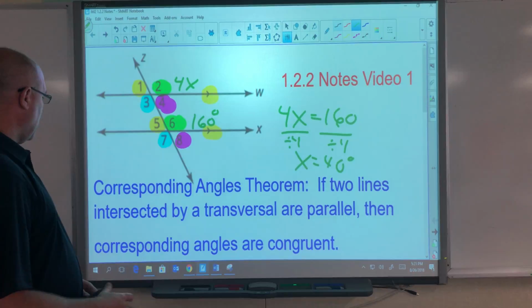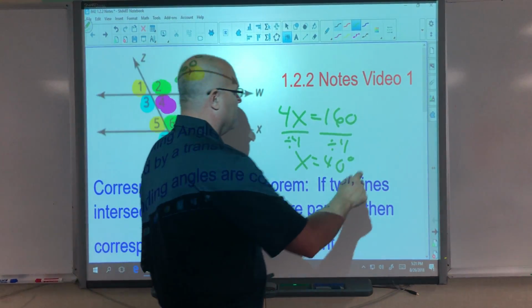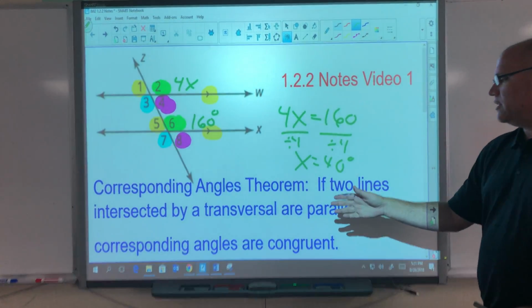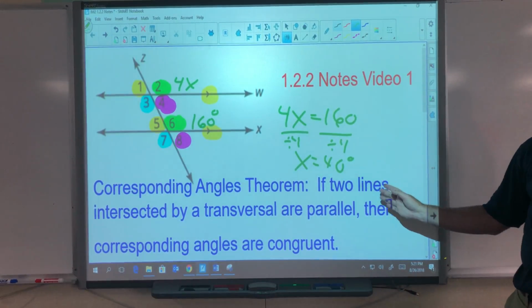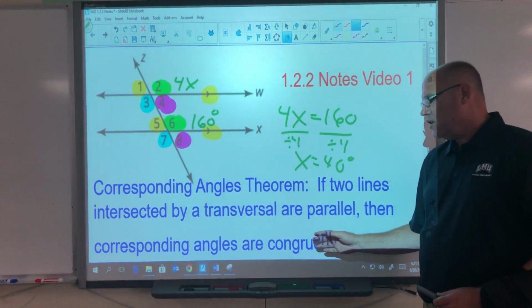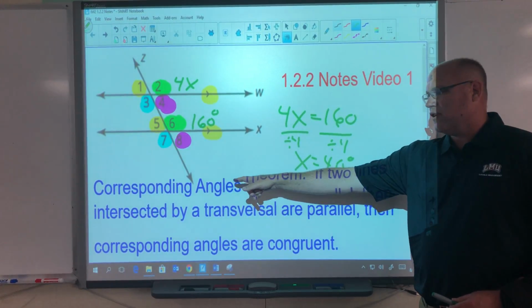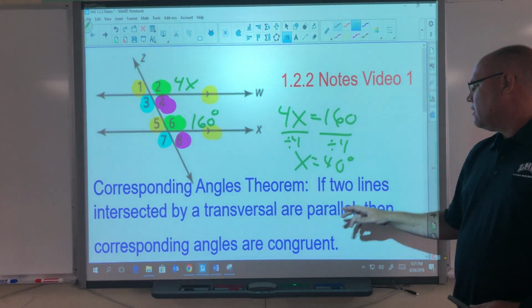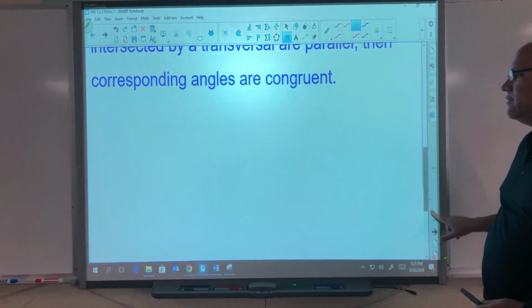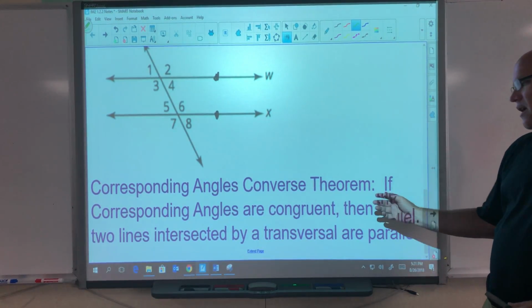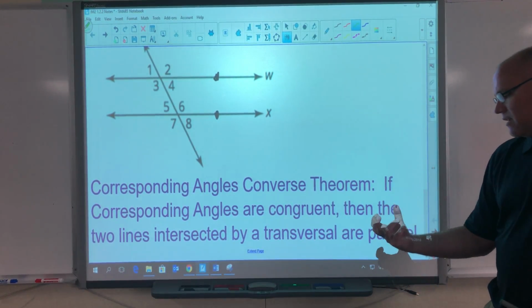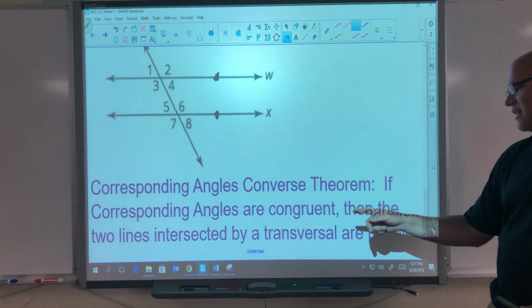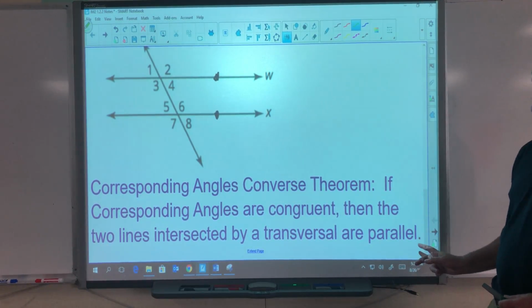All right. Now we have the converse of this theorem as well. So remember our conditional statements, if hypothesis, then conclusion. Well, we're going to do the same thing. The converse of this theorem is going to be, well, I have it here for you. If corresponding angles are congruent, then the two lines intersected by a transversal are parallel.